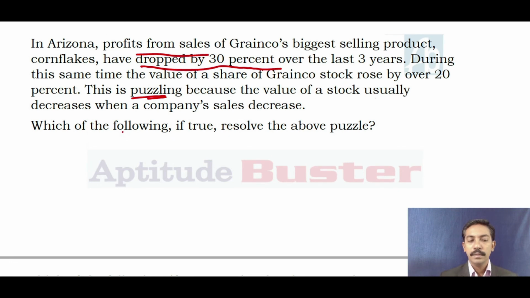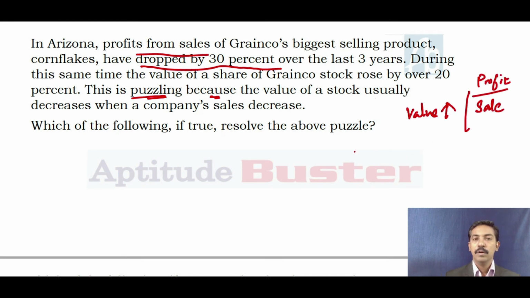What is puzzling? The argument itself provides a reason. Whenever the sale of a product comes down, logically the value of a stock also will come down. Here there is a contradiction. Value of the stock is on the increase, while the sale or profit is decreasing.